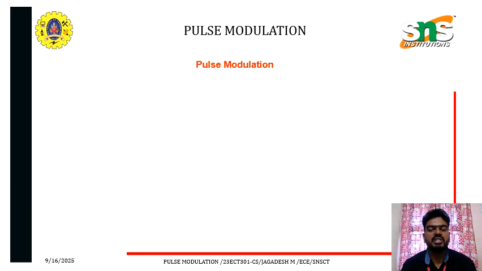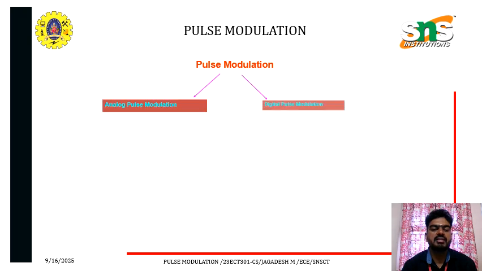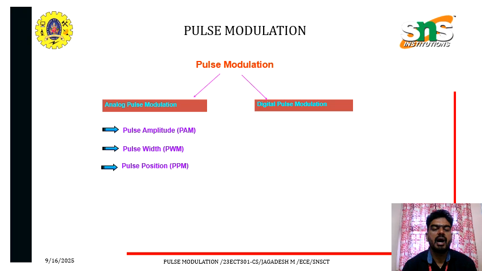So first, what is pulse modulation? Pulse modulation has analog pulse modulation and digital pulse modulation. Pulse amplitude modulation comes under analog pulse modulation, along with pulse width modulation (PWM) and pulse position modulation. And for digital pulse modulation, we have pulse code modulation and delta modulation (DM).